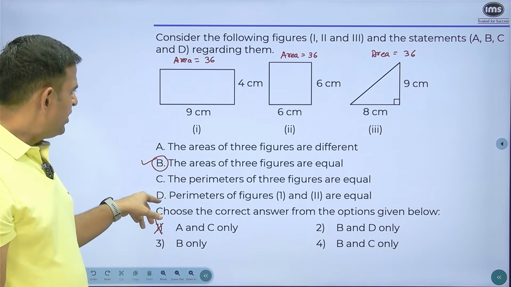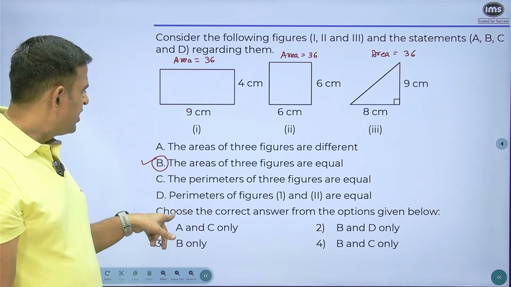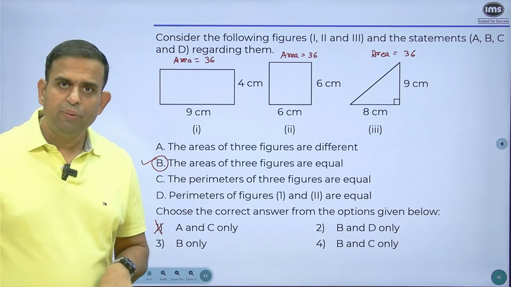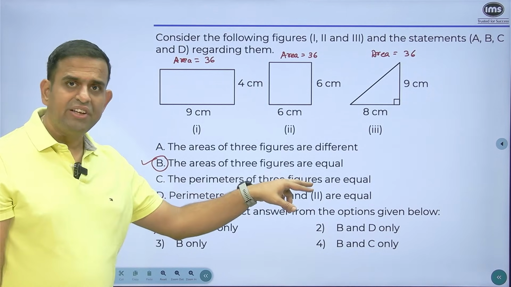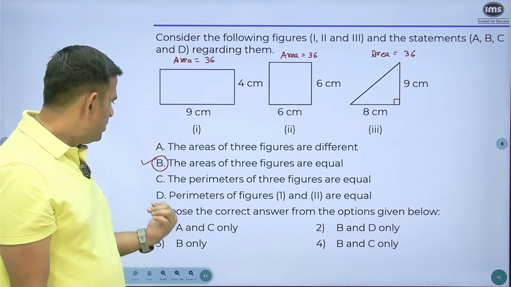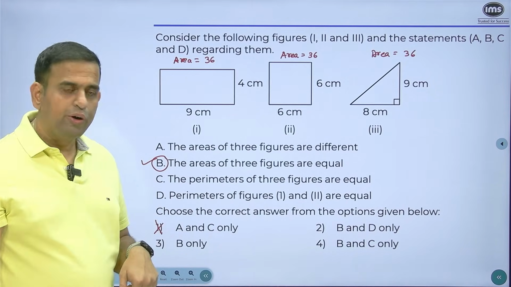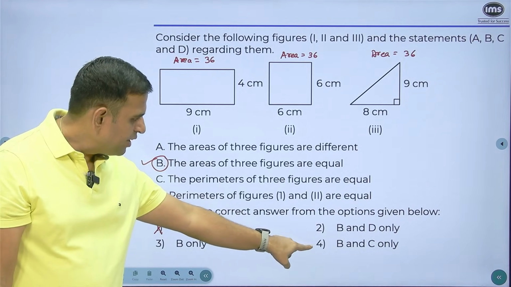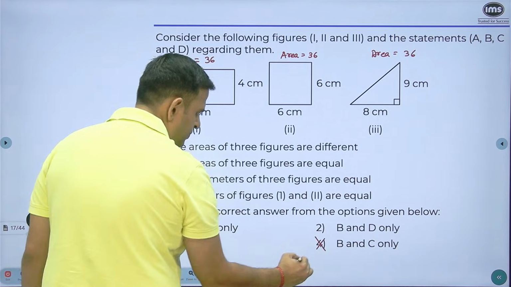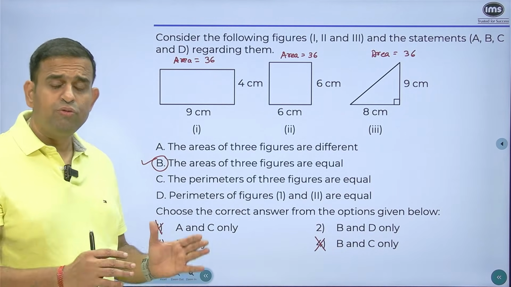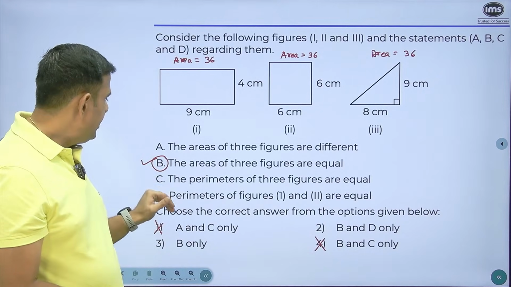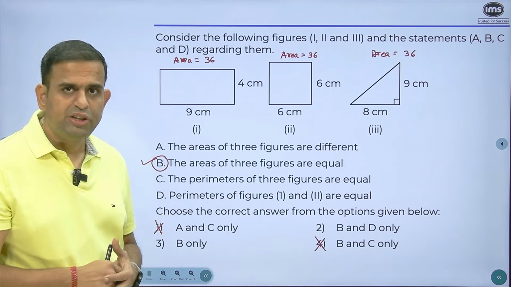Then if you look at C and D, if B and C is true, then B and D also become true, because if the perimeter of all three of them are the same, then the perimeter of, let's say, figure 1 and 2 are also going to be the same for sure. So if C is true, then D also needs to be true. So the answer can't be number 4, because if number 4 is true, in that case option number 2 also becomes true, because D is a subset of statement number C over here.